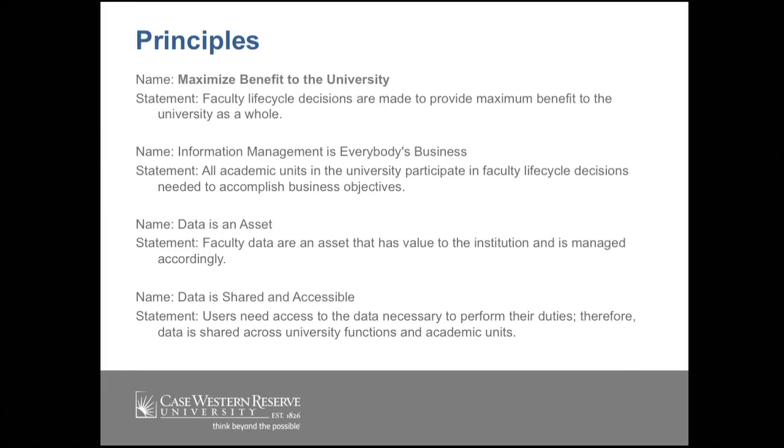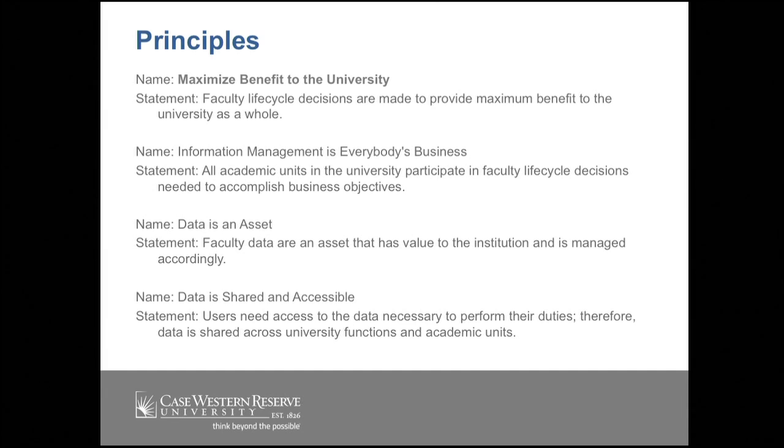So here are a few principles, and here's where I'm going to show you that these can be a little bit contentious, but we are pretty dead set on making sure that these principles stick. So the first one is to maximize the benefit to the university. That faculty life cycle decisions are made to provide maximum benefit to the university as a whole. Again, making sure that we get the return on investment. So whatever we're investing in our systems and going through all this process and changing the university, that we are going to get the return on all that investment.